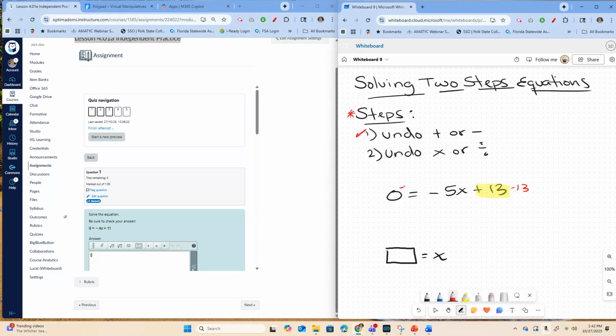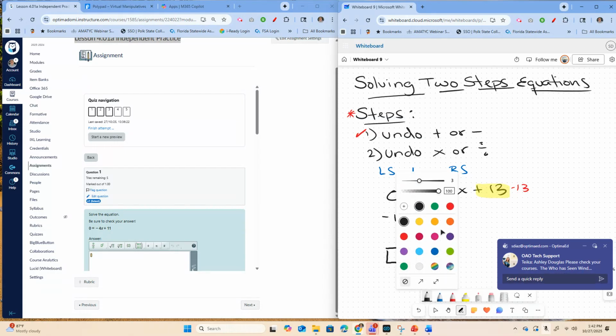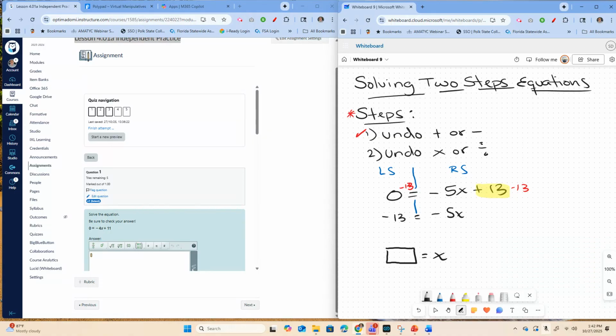Whatever you do on one side, you do on the other side. Believe it or not, this equal sign splits the equation into two sides, left side and right side. So if I subtract 13 on the right side, I need to subtract 13 on the left side. 0 minus 13 gives me negative 13. Keep the equal sign. And then negative 5x. If you add the 13 with the negative 13, that's 0. So that's gone.